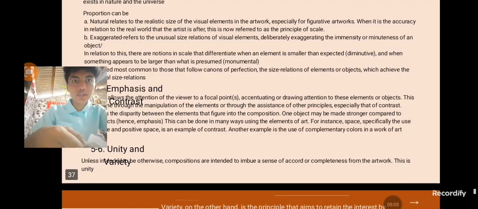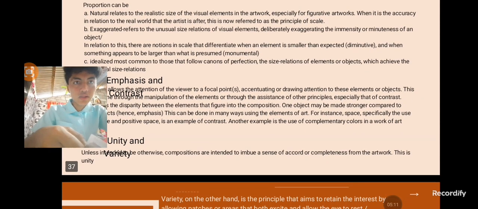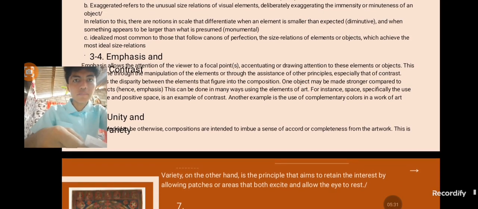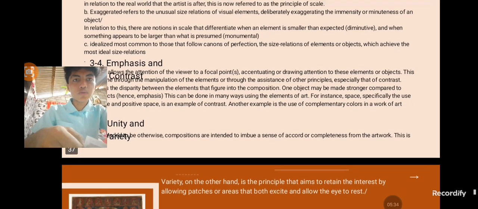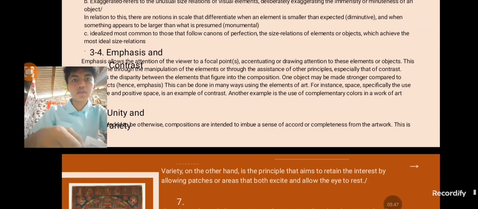In relation to this is the notion of scale, which differs when an element is smaller than expected in the system, and when something appears to be larger than what is presumed. Idealized is most common to those that follow canons of perfection, the size relation of elements or objects which achieves the most ideal size relation.